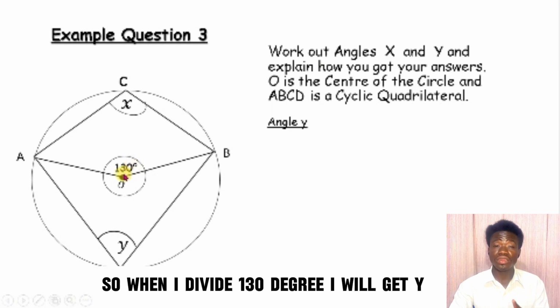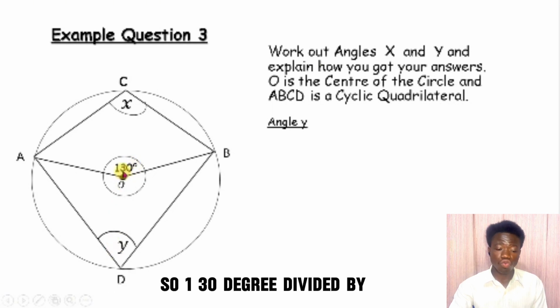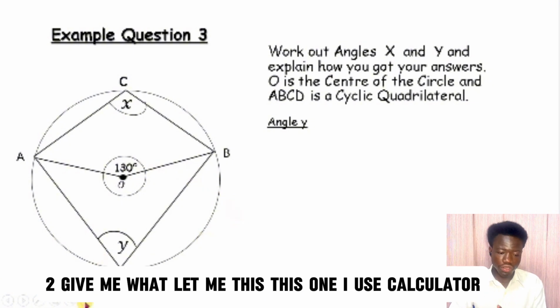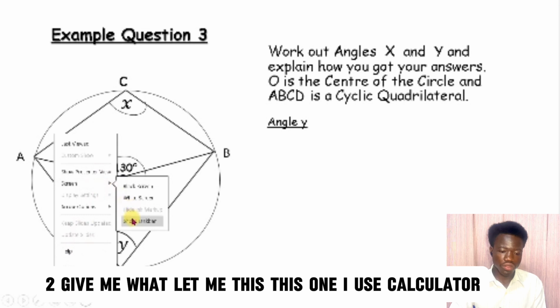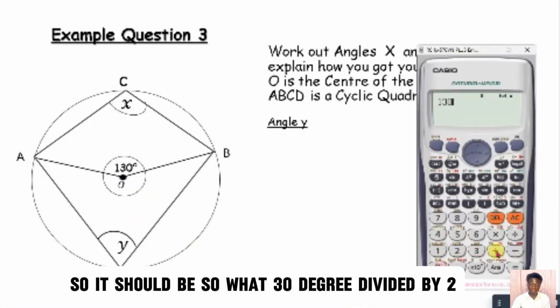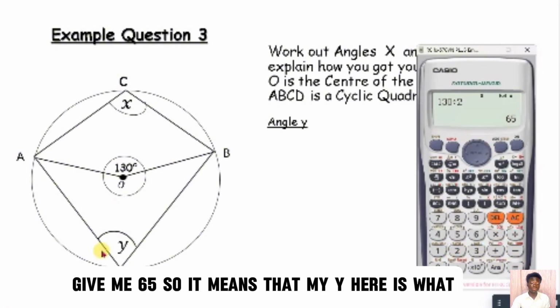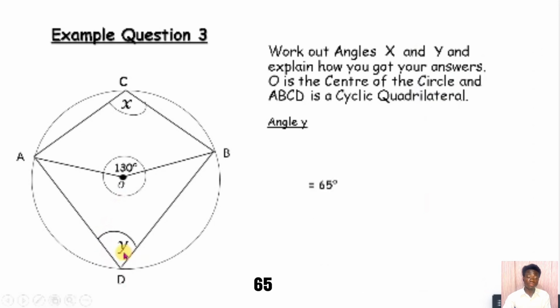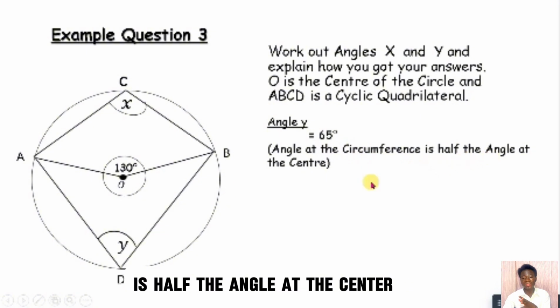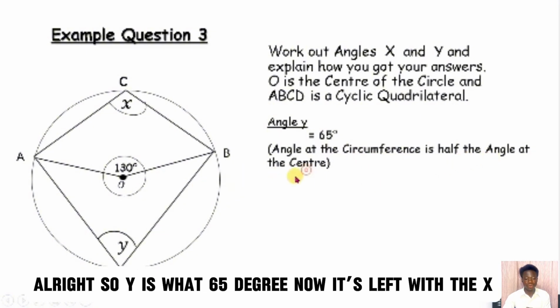So when I divide 130 degrees by 2, I will get Y. So 130 degrees divided by 2 will give me what? Let me use the calculator. 130 degrees divided by 2 gives me 65. So it means that my Y here is 65. Angle at the circumference is half the angle at the center. Alright? So Y is 65 degrees.